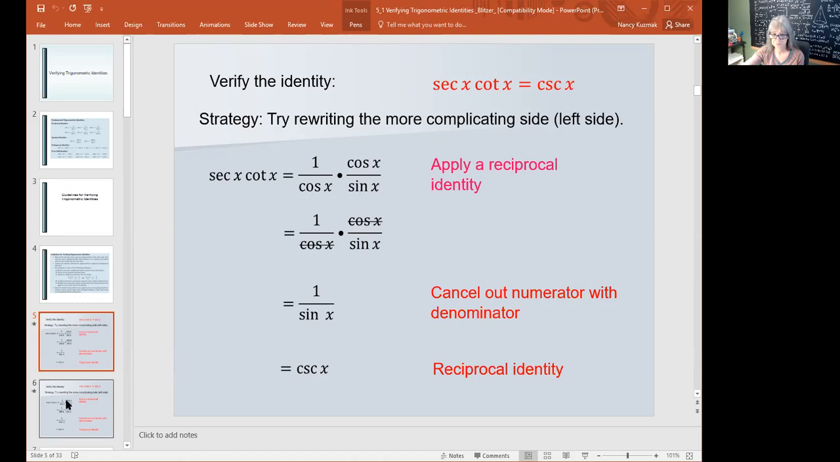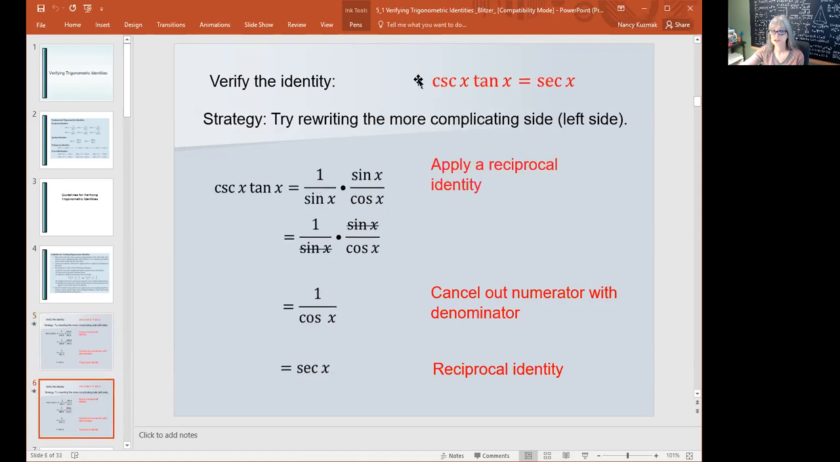All right? So that was a use of applying a reciprocal identity. Let's try another one. Let's take something different and do the same thing, apply a reciprocal identity. So I'm going to take this more complicated side, the cosecant x tangent x equals secant x, and I'm going to leave my right side alone. I'm not going to redo it into anything. You want to work on one side. So I can write cosecant as 1 over the sine. The tangent is sine over cosine. And now look, my sines cross out, and I'm left with 1 over the cosine x, which is secant x.